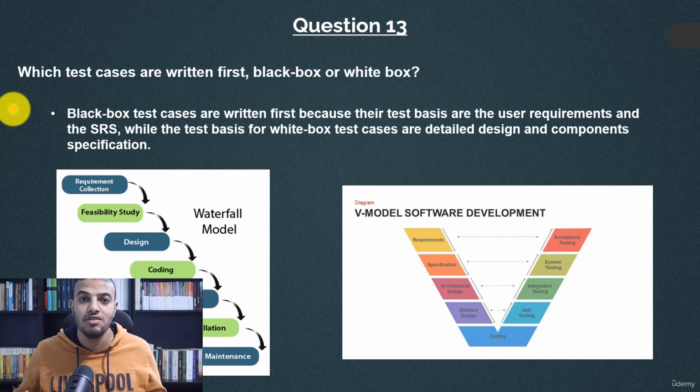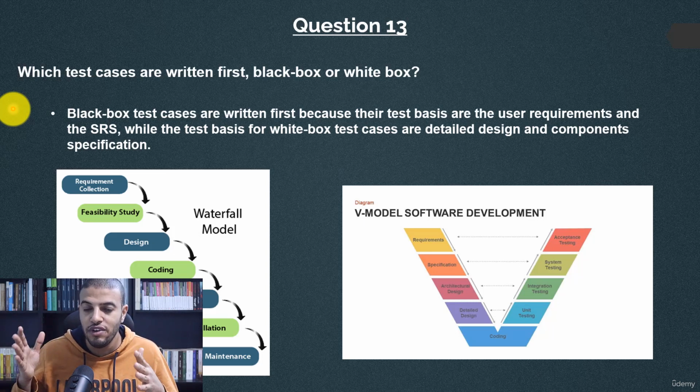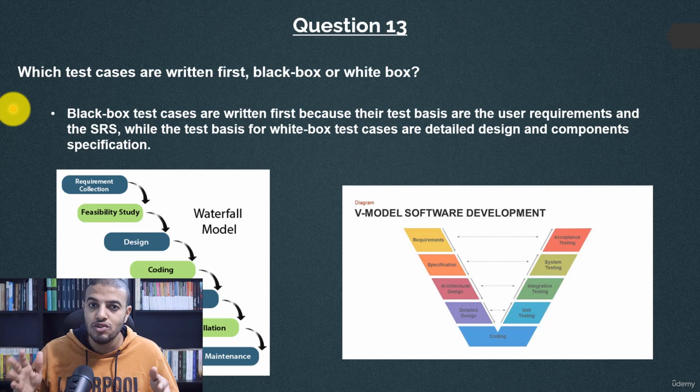If we are talking about, for example, an agile project and we divided our project into iterations, then in the iteration, the tester might be writing some test cases for system testing at the same time while the developer is writing test cases for unit testing.